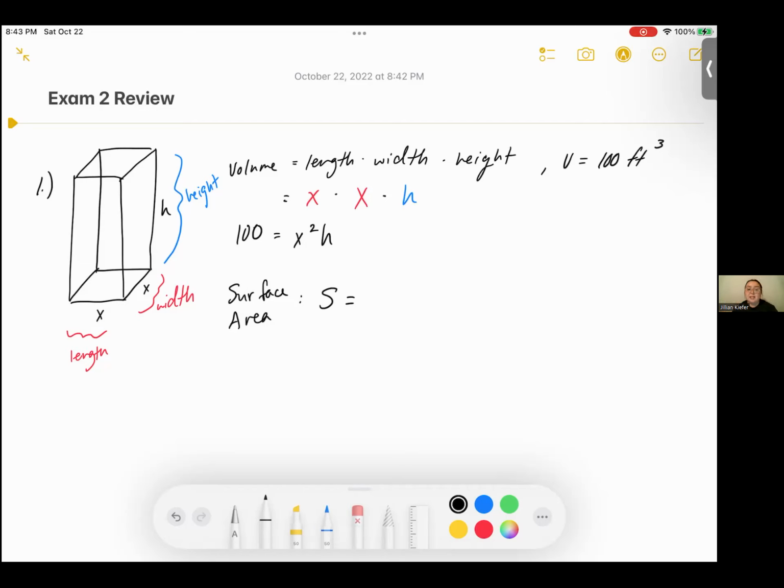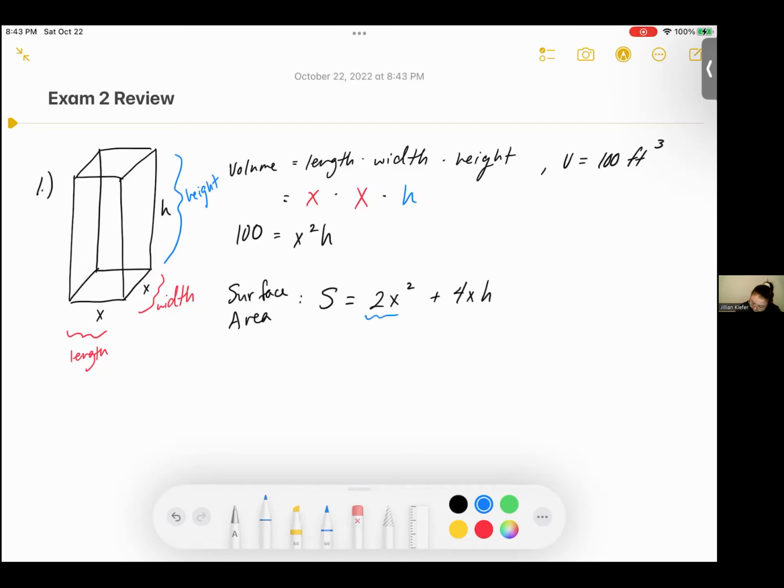Then we have 4 rectangular sides, and the rectangular sides would be the width times the height, or the length times the height. So it would be x times h, and then there's 4, so it'd be 4xh. And we add those together to get the surface area. So that's how you get surface area, even if you don't necessarily have the formula on hand. But surface area would be equal to 2x squared plus 4xh.